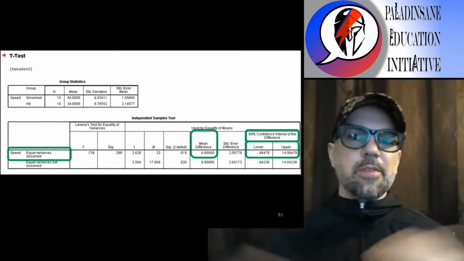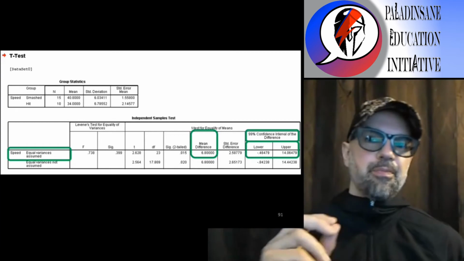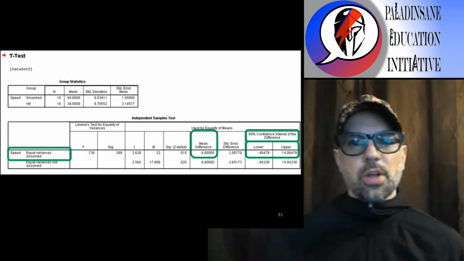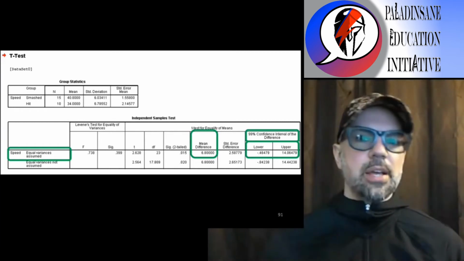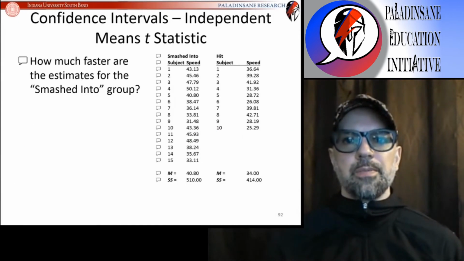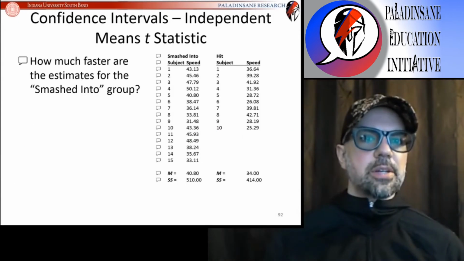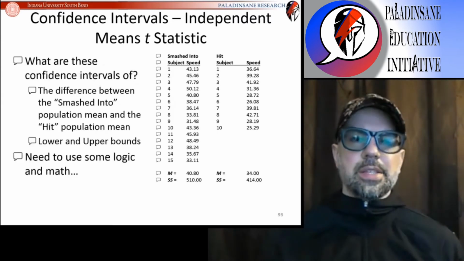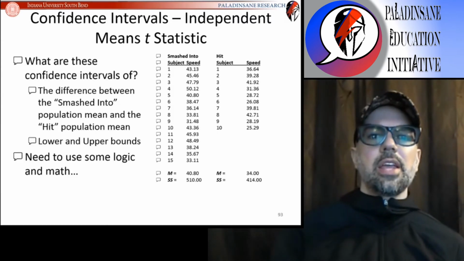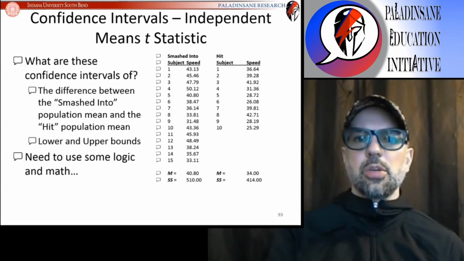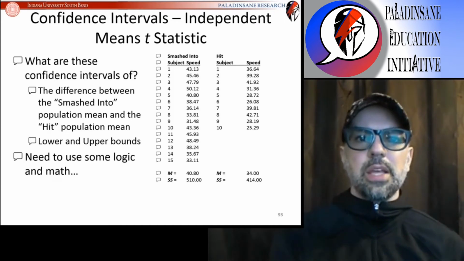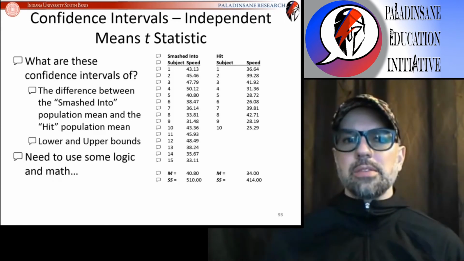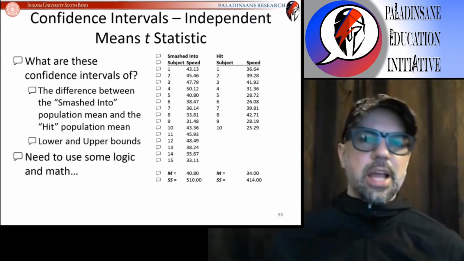So that's the information that we have from SPSS, not in the format we want. So we're going to have to take that and change it into the format we're looking for. We want to know how much faster the estimates are for the smashed into group. With this confidence interval, we are given the difference between the smashed into population mean and the hit population mean, and we are given the lower and upper bounds. That's what SPSS gives us.